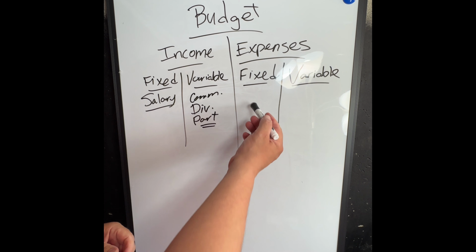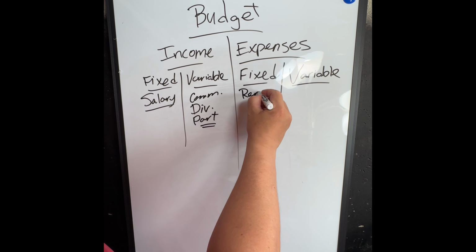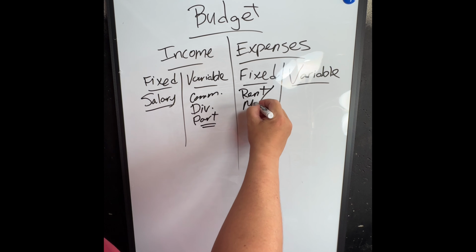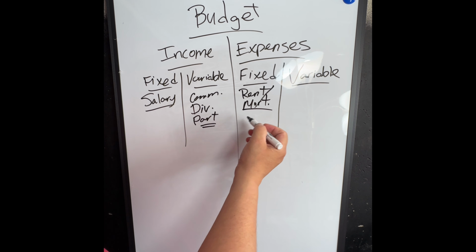So if we go over to expenses and look at the fixed side, the obvious one is rent or mortgage. And that is usually a fixed amount.